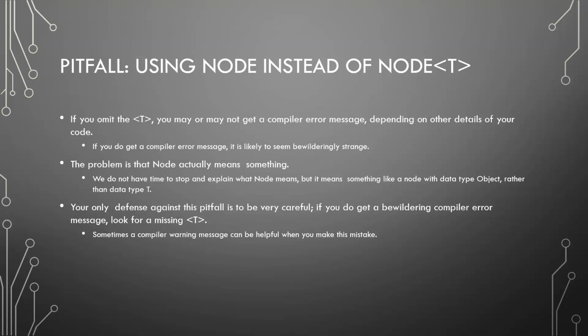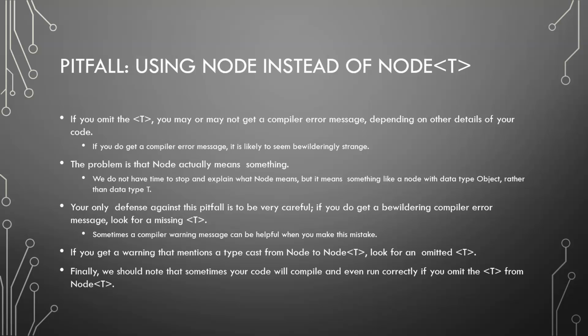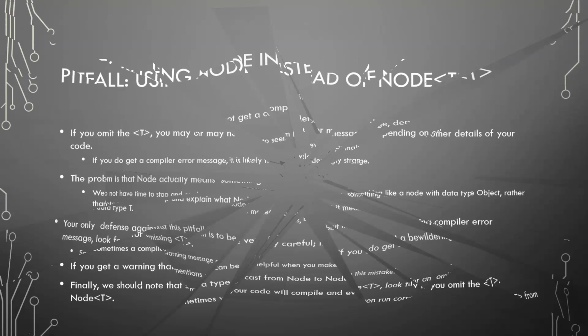Your only defense against this pitfall is pretty much to be very careful. If you do get a bewildering compile error message, the first thing you want to do is look for that missing <T>. Sometimes a compile error message can be helpful when you make a mistake, but remember, sometimes it will not show up, so it's best to use your own judgment. If you get a warning that mentions a typecast from Node to Node<T>, the easiest thing to do is look for an omitted <T>. Finally, sometimes your code will compile and run correctly, as I've already mentioned, if you omit the T from Node<T>. So obviously you have to watch out for that error.